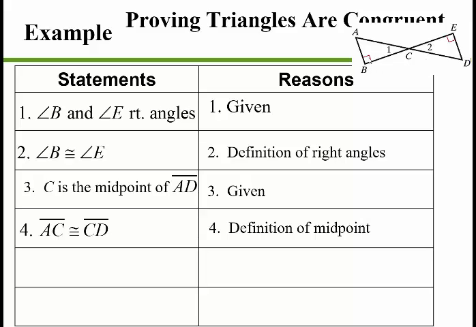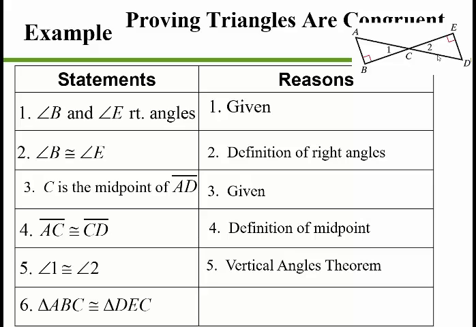So now I've got this angle congruent to this angle, this side congruent to this side. Well, look here. I have angles 1 and 2. They must be congruent. Why? Because of the vertical angles theorem. So listen to how I say this. I have an angle, and a side, I have an angle, and a side congruent. Well, triangle ABC must then be congruent to DEC because of the angle, angle, side theorem.